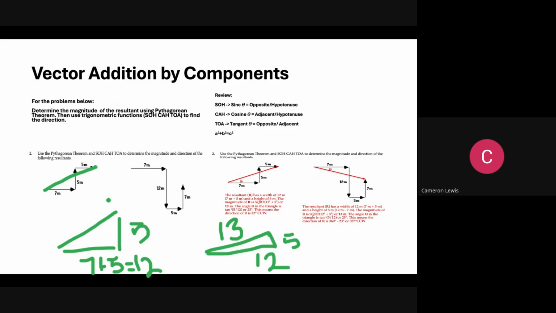Then you get the same thing over here, right? So you go 7, then you go 12, and then you go 5. Now you go back up 7. So really, you end up here. So how does that triangle look?